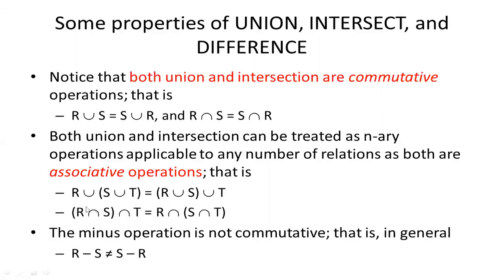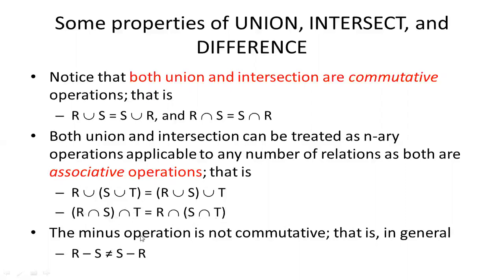So here also, R intersection S and then intersection T. Even if you change the order, you will get the same result. That means whatever operations you perform on the left side and whatever operations you perform on the right side, both will give you the same result.